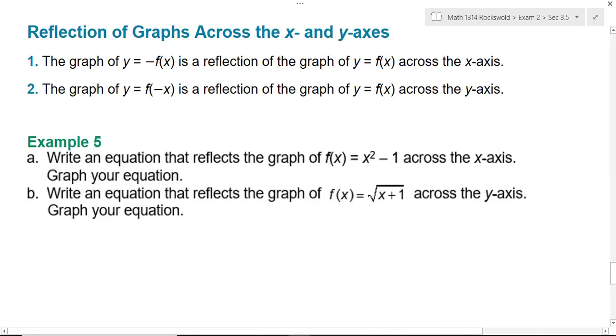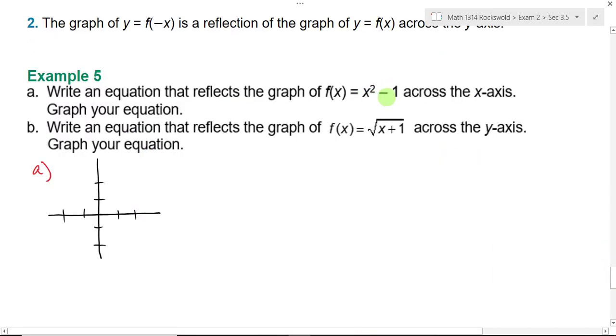Another type of transformation, in addition to just sliding up or down or stretching or shrinking x's and y's, is that we can also reflect a graph across both the x and the y axis. If the negative is in front of the parent function, then we have a reflection across the x-axis. If the negative is inside the parent function, that gives us a reflection across the y-axis. So on part A, we're asked to write an equation that reflects the graph of this function across the x-axis, and then we want to graph the equation.